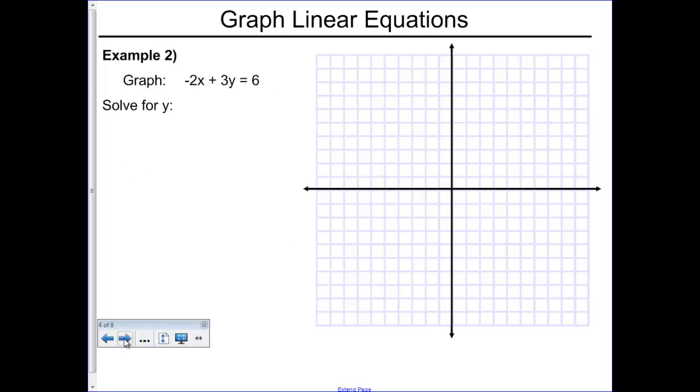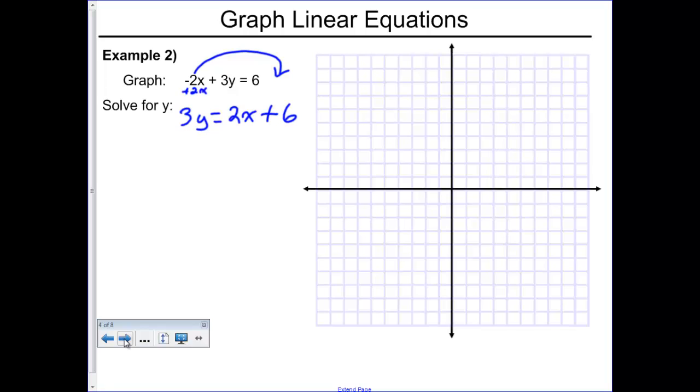Example 2, we want to graph negative 2x plus 3y equals 6. Well, the first thing we need to do is rewrite this so that y is by itself. So I'm going to bring the x over here, and I'm actually going to make room for the x up front. So my 3y is going to equal positive 2x plus 6. I like to have the x up in the front. It's not necessary, but it's a negative 2x on this side.